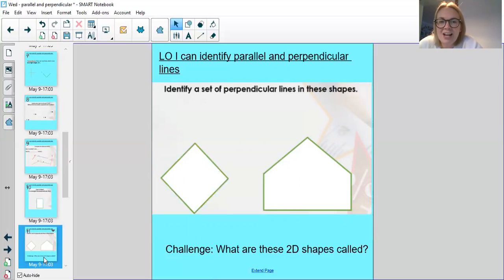So, a little challenge here for you. It says identify a set of perpendicular lines in these shapes. So pause the video, have a little look and see if you can find some sets of perpendicular lines.